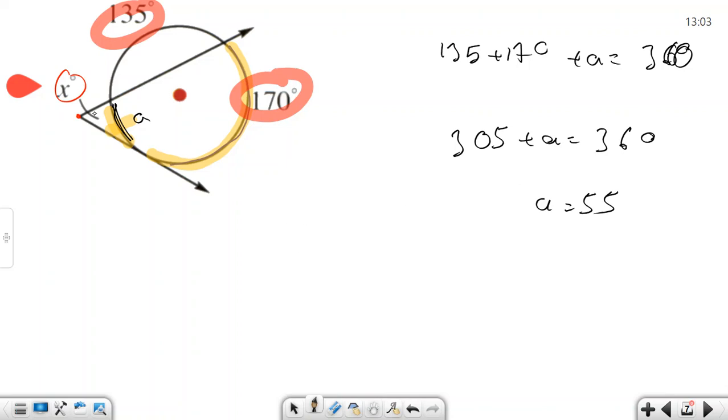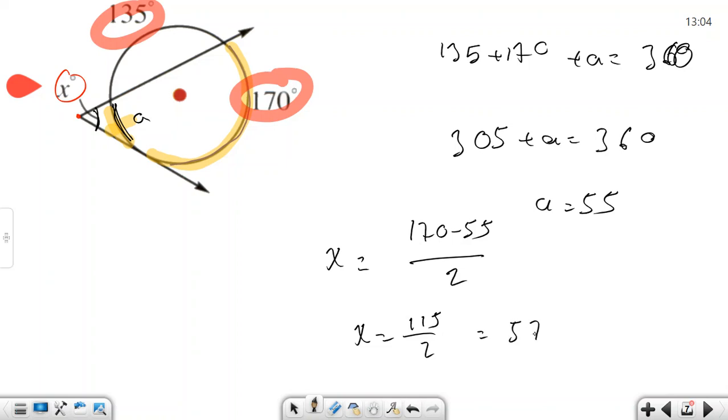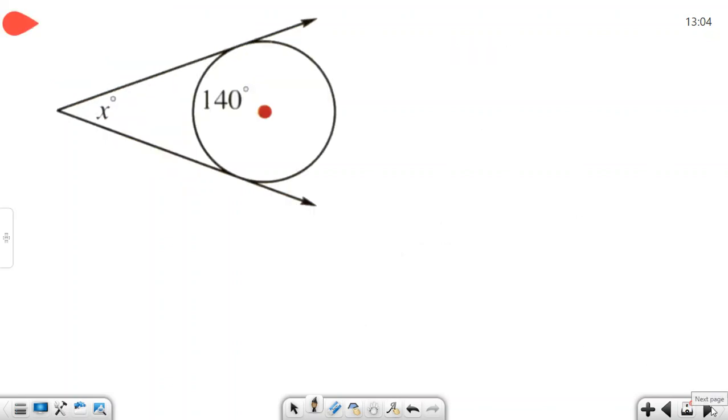So how can I find the value of this angle x? The x is equal to 170 minus 55 divided by 2. That's the rule. 170 minus 55 is 115. X equals 115 divided by 2, which is 57.5. Yeah, I think 57.5 is right. Okay, let's continue with another value.